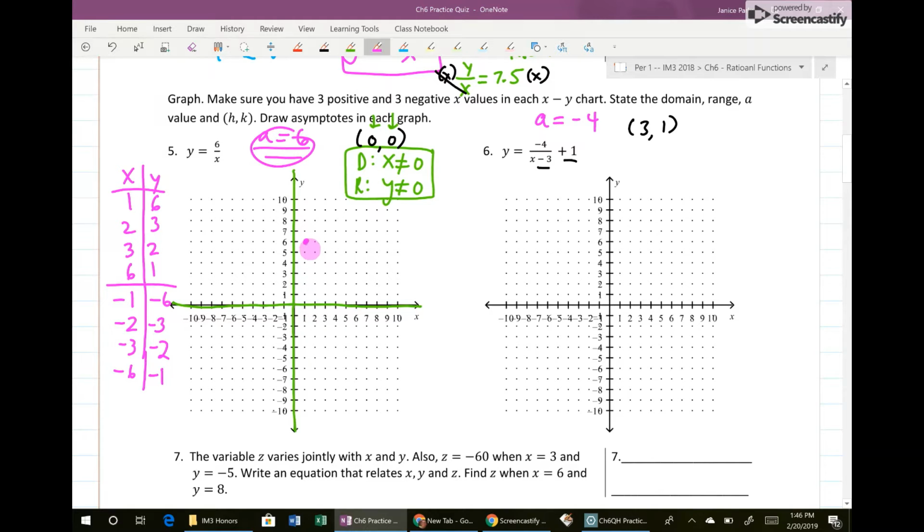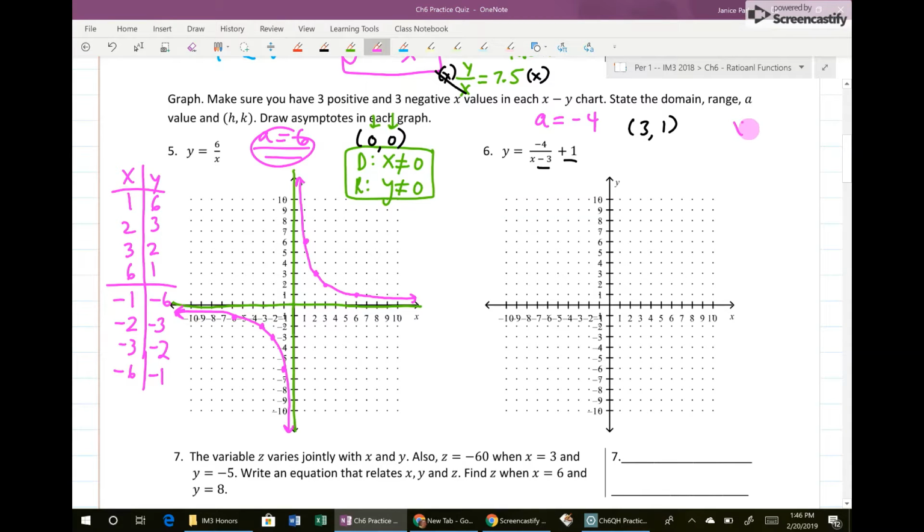So 1, 6, 2, 3, 3, 2, and 6, 1. On the other side, same thing, -6, -1, -3, -2. Be careful here because the dots are underneath the numbers. -2, -3, and -1, -6. And as you go, your line should be getting closer and closer to the asymptotes without crossing them.